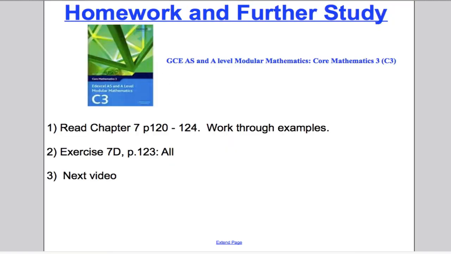Therefore, to finish, I would suggest you read chapter 7, pages 120 to 124 and look through those examples, and then do the whole of 7D on page 123 in your books. Then move on to the next video, which will be on a different chapter.